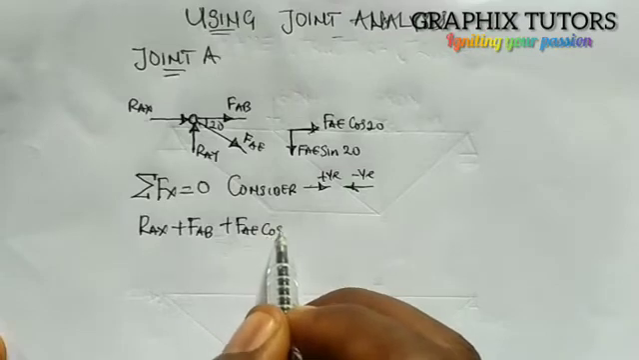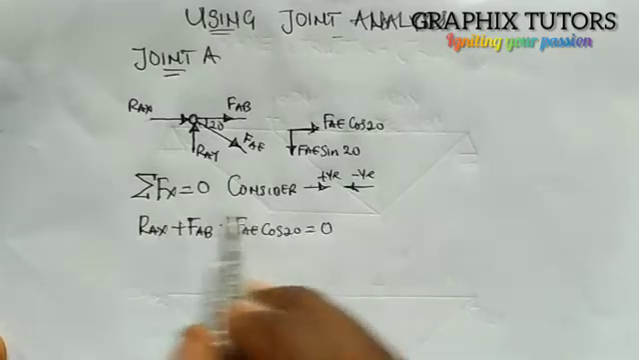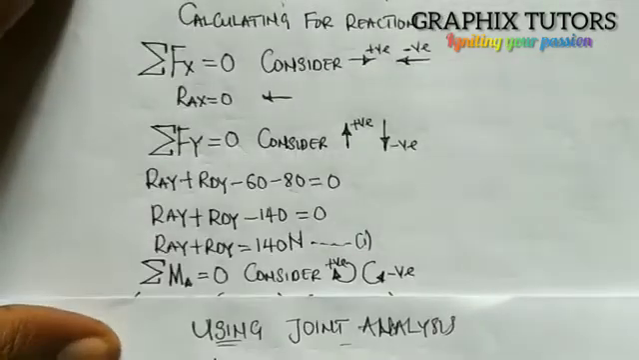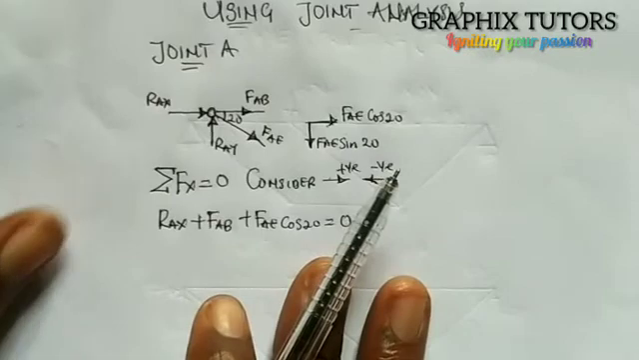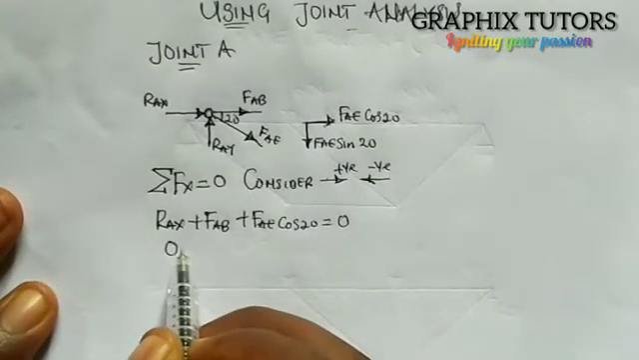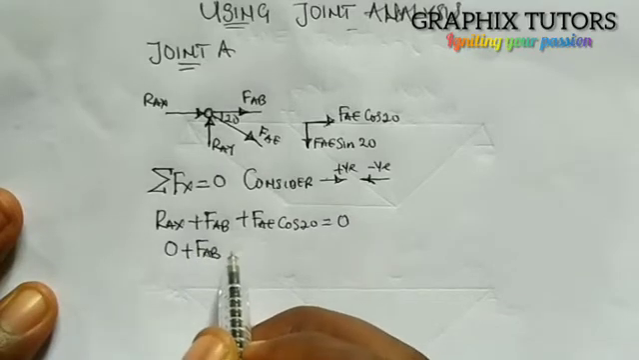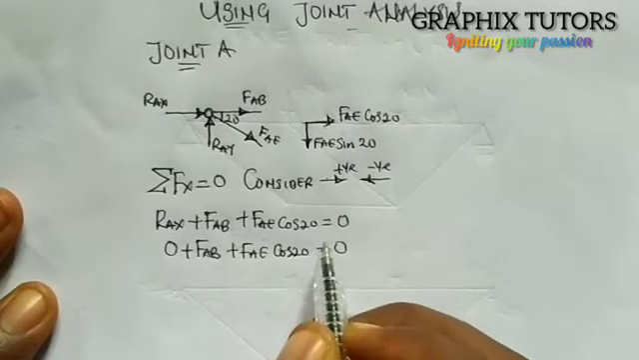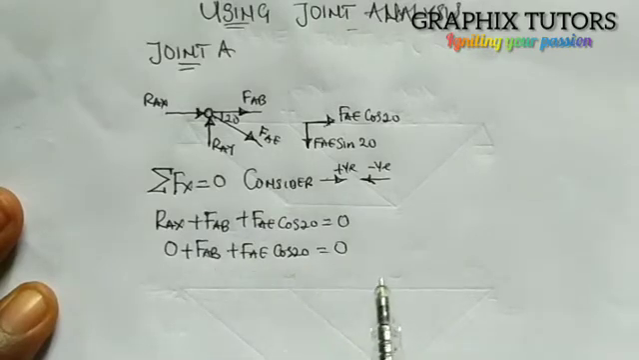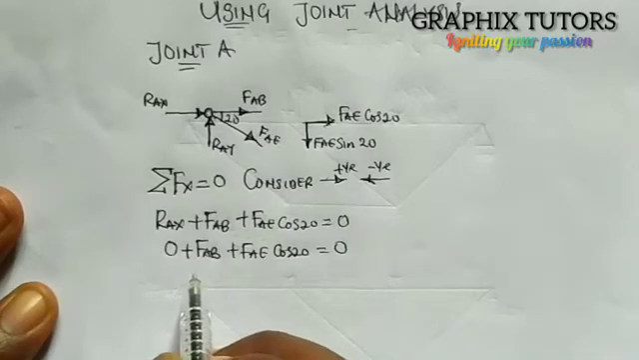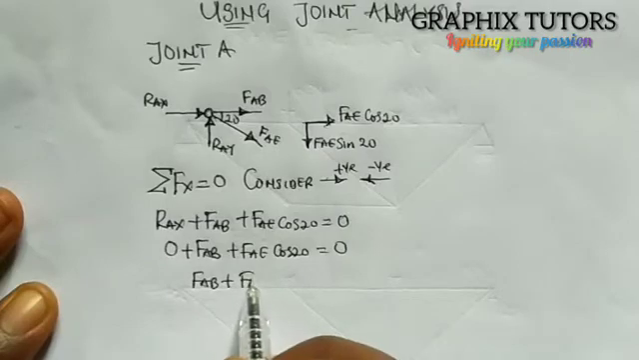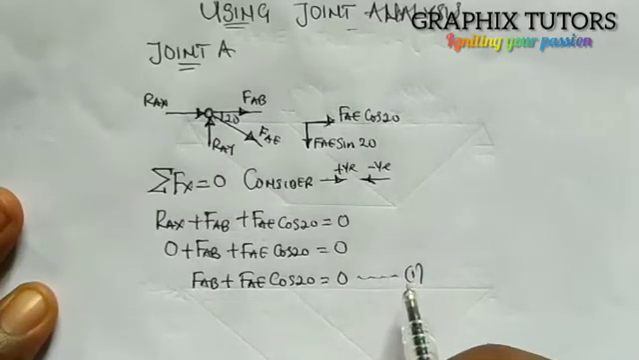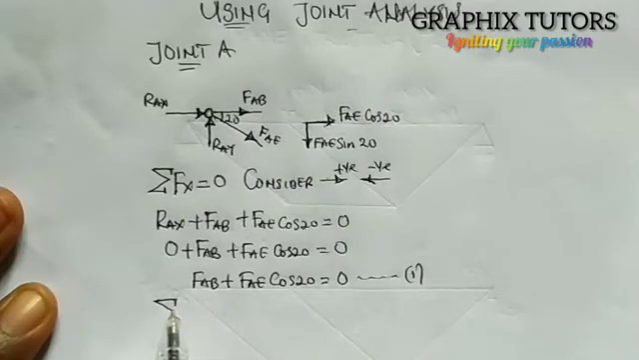FAE cos 20 equals to what? 0. I'm only considering horizontal force. Now we know our RAX from our equation. If you check it, RAX is equal to what? 0. So I'm going to write my RAX equals to 0 plus FAB plus FAE cos 20 equals to 0. Now, if you look at this, we'll now have my FAB plus FAE cos 20 is equal to 0. I'll call it equation 1.